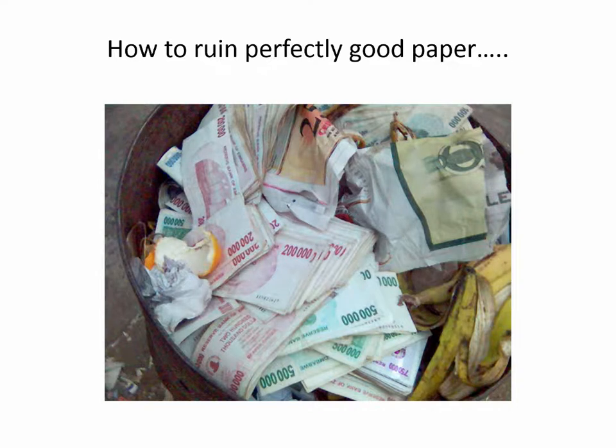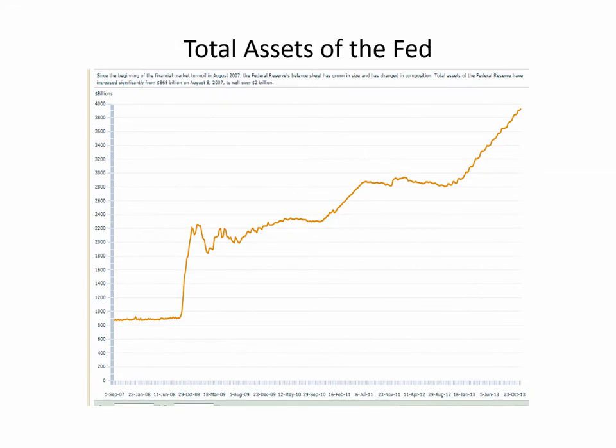And of course, there's the old joke about how do you ruin perfectly good paper and ink? You give it to the government to print into money. And just as sort of the sobering afterthought, this is a picture of the total assets of the Federal Reserve. That first spike back in 2008, where the assets of the Fed jumped from 900 billion up to about 2.2 trillion. That was the start of the financial crisis.